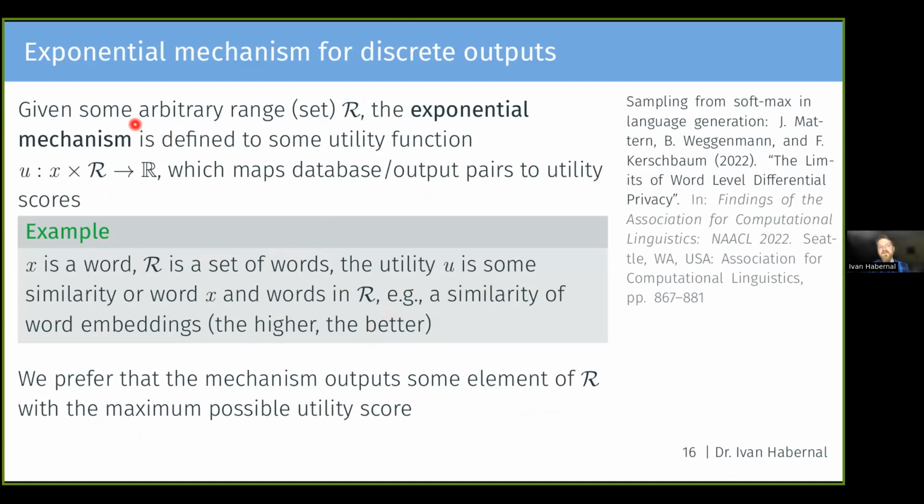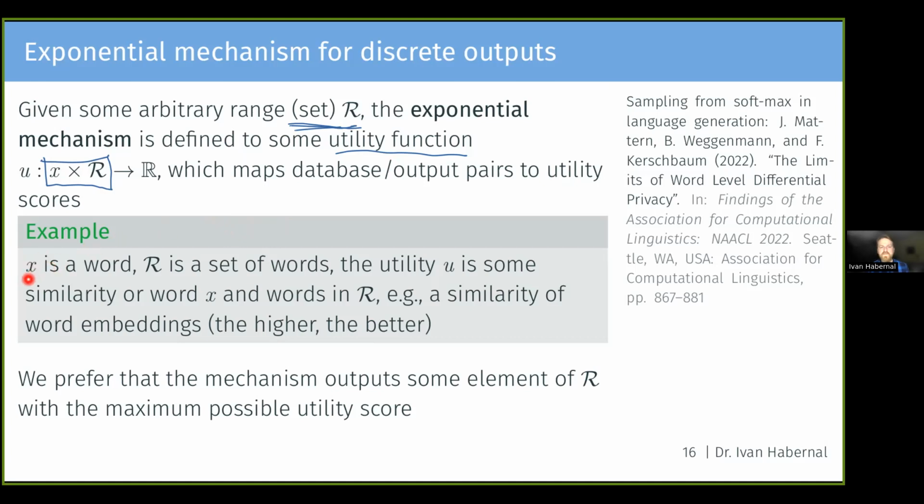So let's have some arbitrary range, or a set, so something which we want to output from our mechanism. The exponential mechanism is defined with some utility function, which takes a data set and maps each data set and the output range to some utility scores. So for example, here we're coming a little bit closer to NLP use.